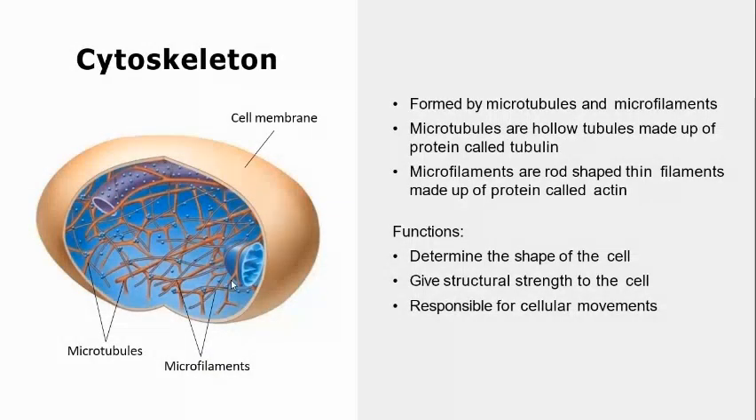Next, the cytoskeleton is formed by microtubules and microfilaments. Microtubules are hollow tubules made up of a protein called tubulin. Microfilaments are rod-shaped thin filaments made up of a protein called actin. Now, their functions are to determine the shape of the cell, give structural strength to the cell, and to be responsible for cellular movements.